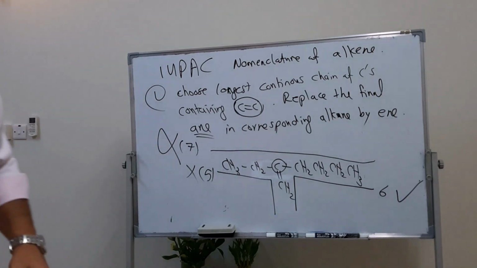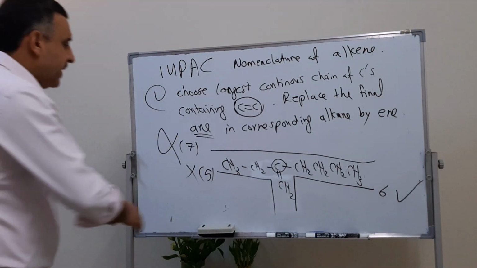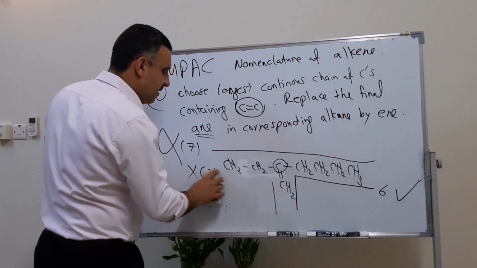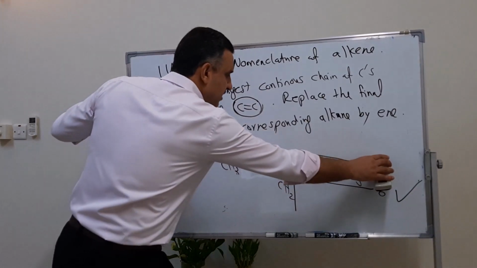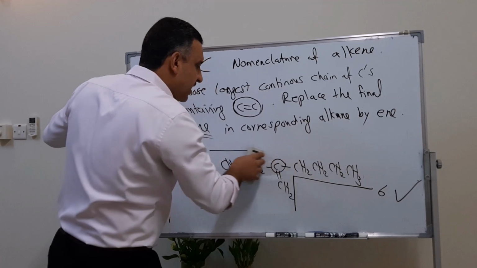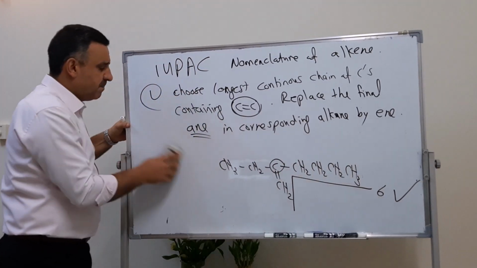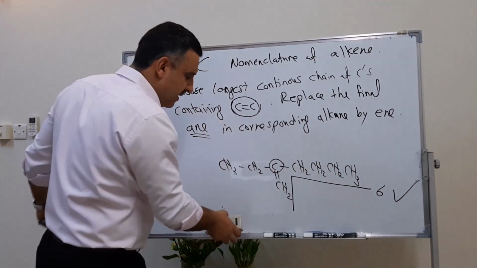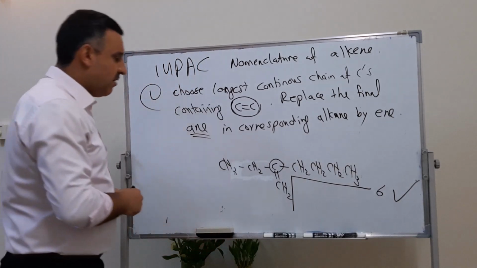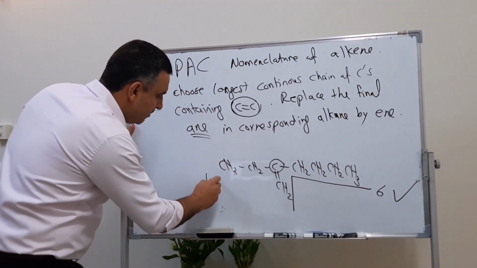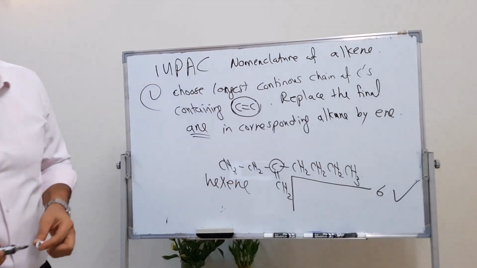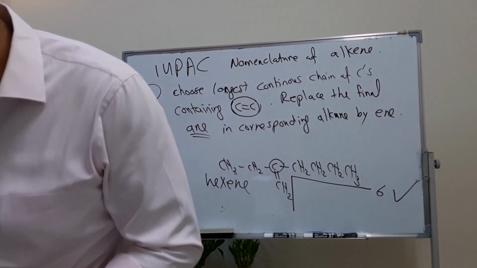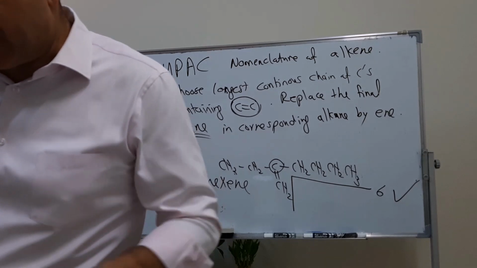Perfect. So in this case, as you can see, our parent name will become what? Because 6 carbons, the corresponding alkane is hexane. Now we must replace the final ane by ene. Therefore, our parent name definitely will be hexene. Do you follow me? Right. That's actually our parent name.